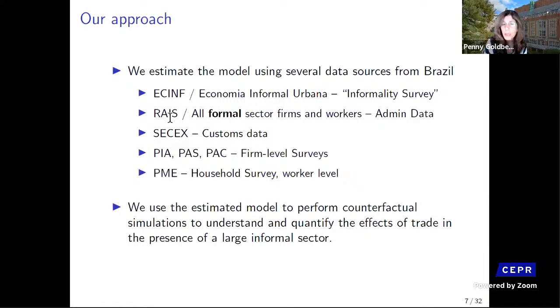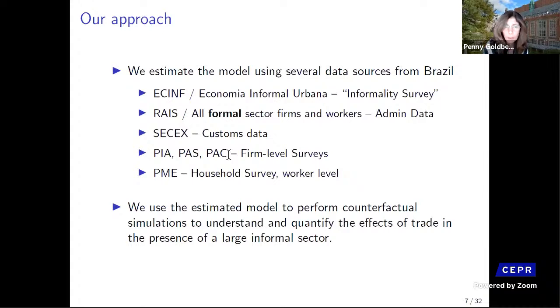Then there is customs data, and we use the customs data together with RAIS to identify exporters. Then we have 3 firm-level surveys, the PIA, PIS, and PAC. So these surveys contain data on revenues and inputs. And again, they focus only on the formal sector. So these 5 data sets give us a very comprehensive picture of the formal sector. And not surprisingly, they have been used extensively in prior work, also in trade.